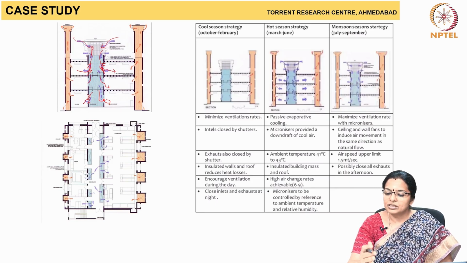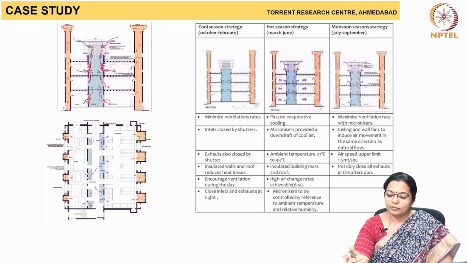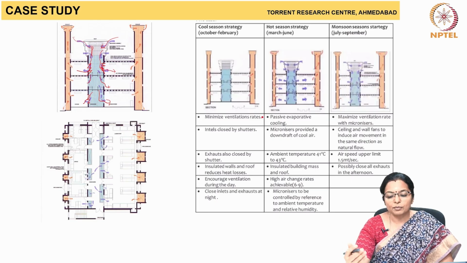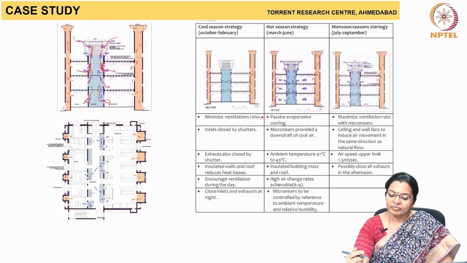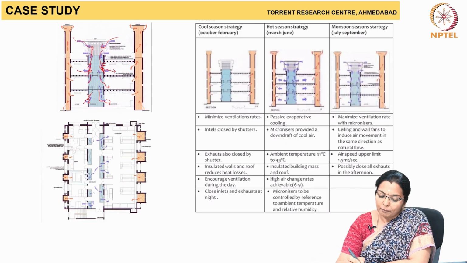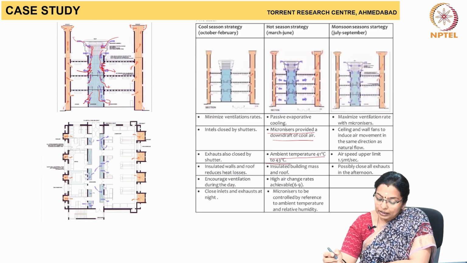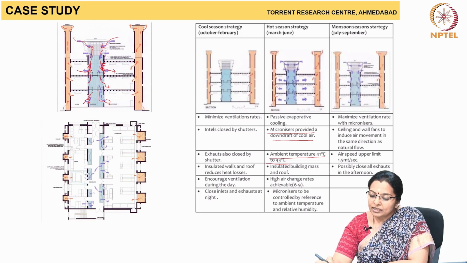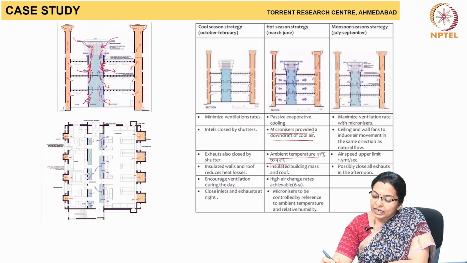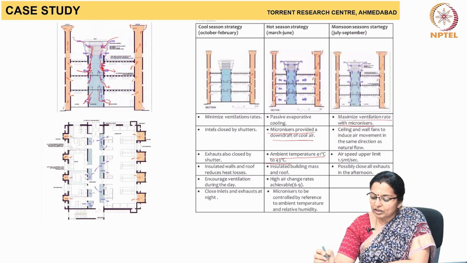So how does this PDEC function during the 3 seasons? During the cold season, this minimizes ventilation rates because there is no movement of air. The inlets are closed by shutters and therefore there is no air movement. Whereas in the hot season, the micronizers get activated because the ambient temperature is 41 degrees to 43 degrees centigrade. Then during the monsoon season between July and September, there is maximum ventilation rate with micronizers.